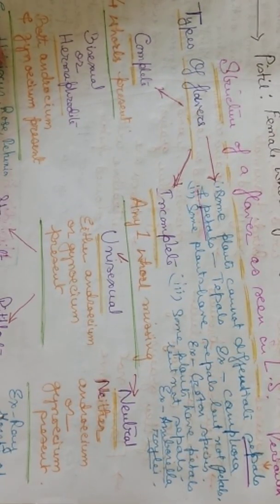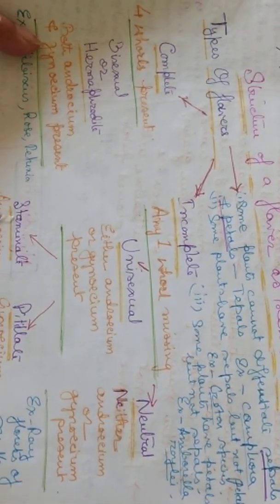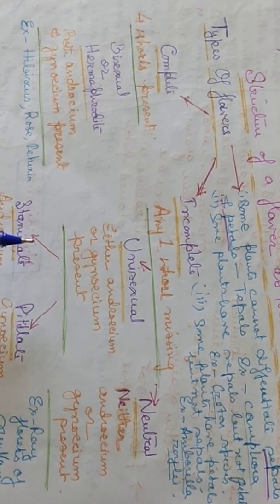Then, when two whorls are missing, for example, neutral flowers where neither androecium nor gynoecium is present, like the ray florets of the sunflower.